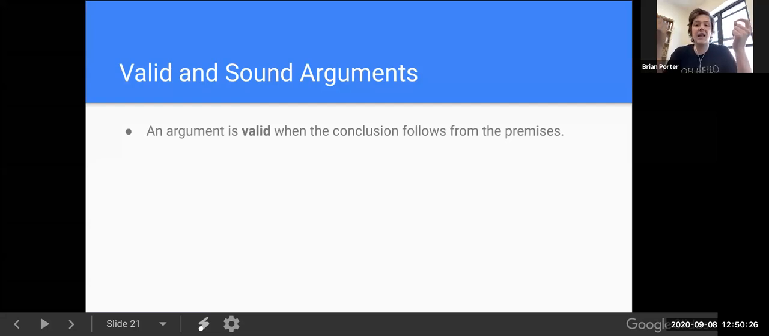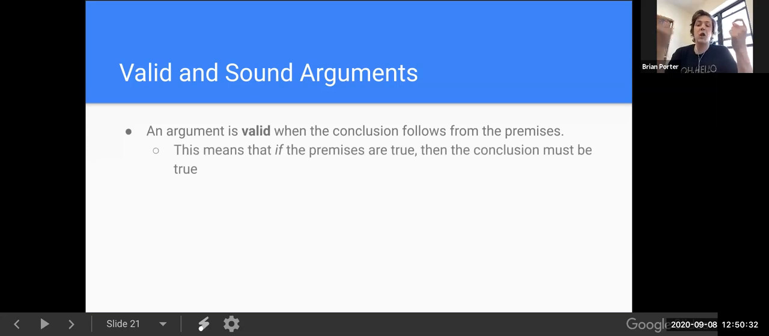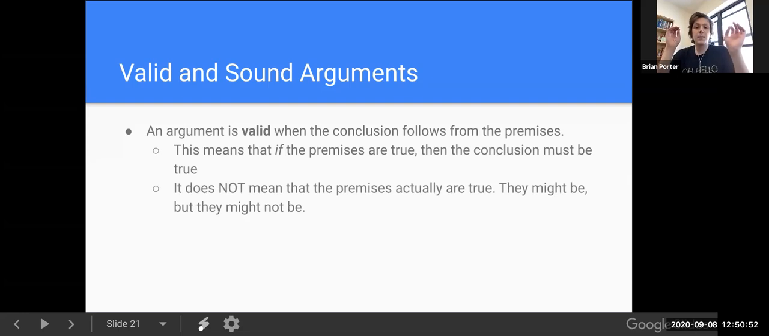So an argument is valid when the conclusion follows from the premises. And for a conclusion to follow from the premises means that if the premises were true, then the conclusion must be true. The truth of the premises guarantees the truth of the conclusion. That's another way to phrase it. The truth of the premises guarantees the truth of the conclusion. But it does not mean that the premises actually are true. They might be, they might not be. So whether or not the conclusion follows from the premises is separate from whether or not the premises actually are true.